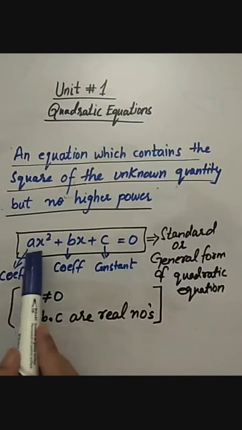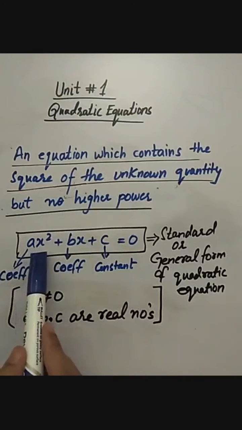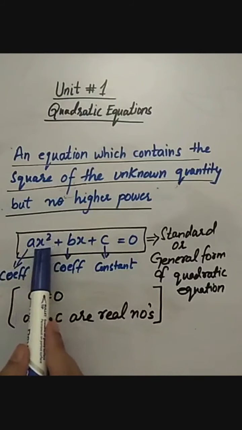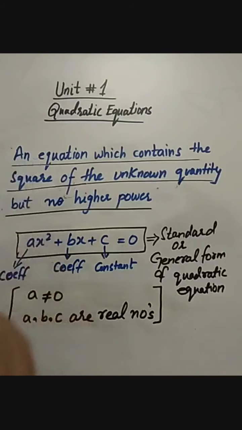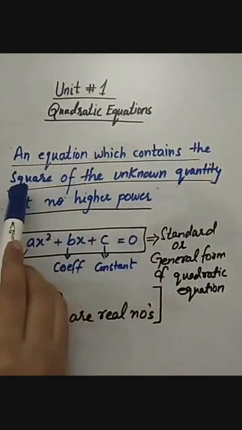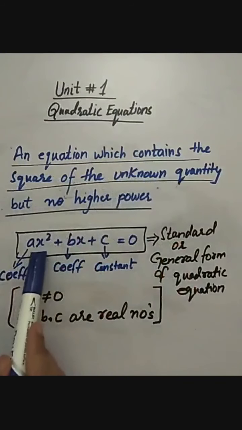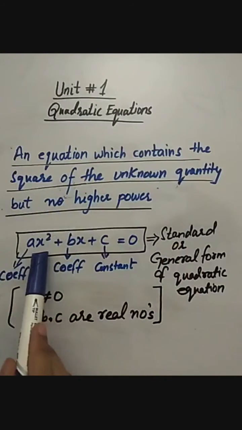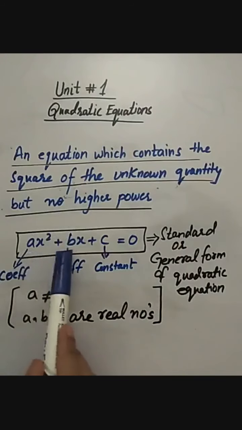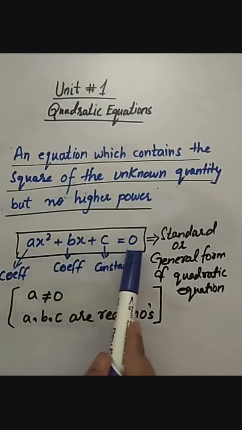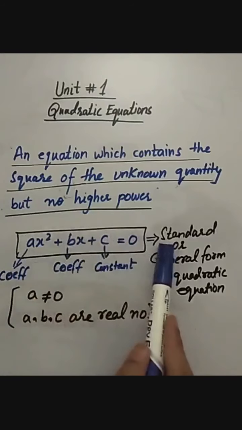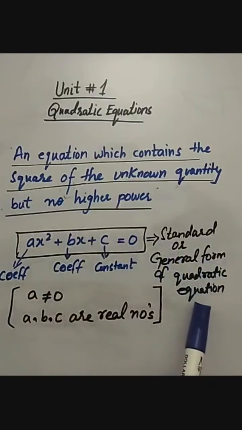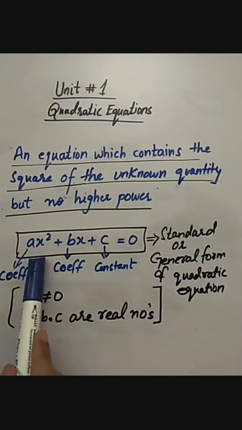Here in this equation there is a variable x and the power of x is square. So there is no power greater than this square. So what the definition says: an equation which contains the square of the variable but no higher power. So there is no higher power than square. Is it clear? So ax square plus bx plus c is equal to 0. This is the standard or general form of a quadratic equation. Is it clear? This is the standard form of quadratic equation.